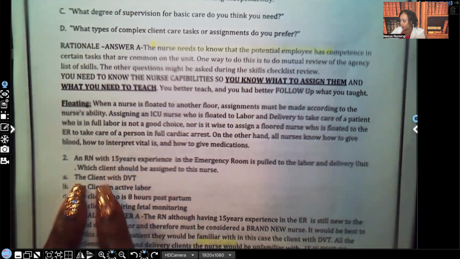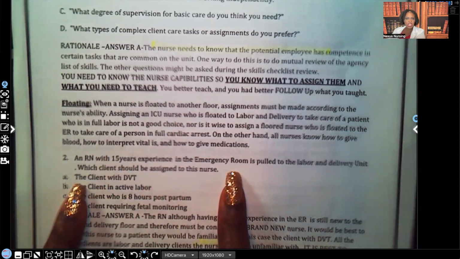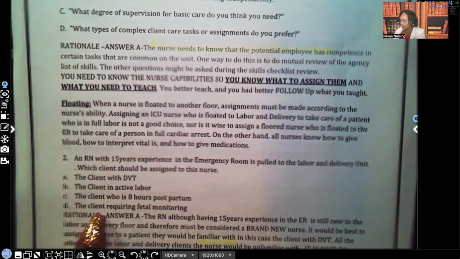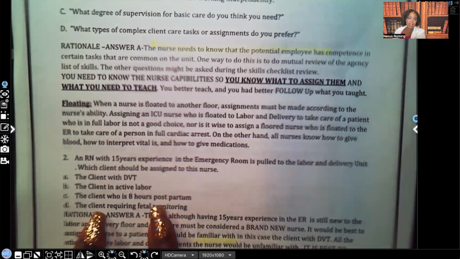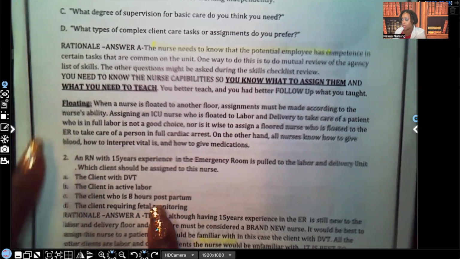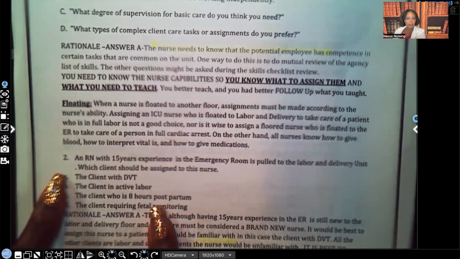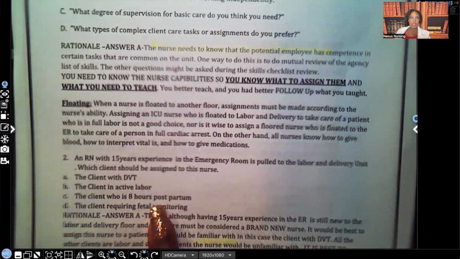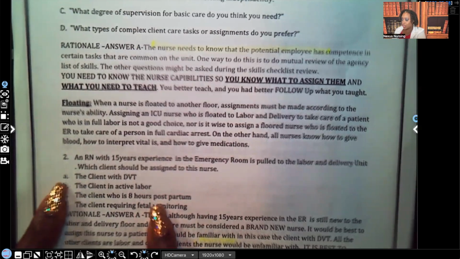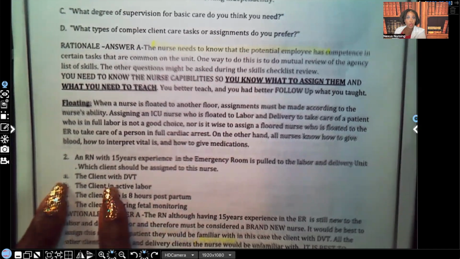Our nurse came from the ER. She's seen plenty of DVTs. So that's why we're matching her up with this DVT patient. Not the client who's 8 hours postpartum, because that client is the most stable patient on this list. But because her background is ER, for her, the best patient to, I keep saying her, gentlemen, I'm so sorry. I know you guys watch me as well. I'm sorry. We have our male or female nurse, he or her, right? The best patient would be the one with the DVT because it matches his or her background.